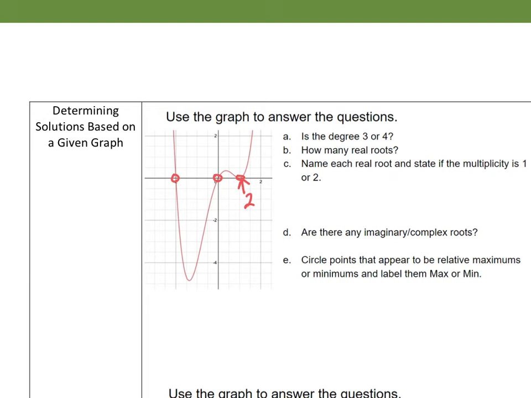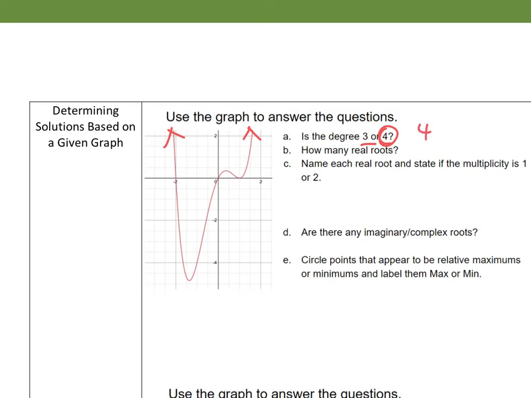Honestly, the easiest thing for me, instead of looking at where it crosses the x-axis on these, is just looking at the end behavior, okay? So if I know that I'm going up when I'm going left and up when I'm going right, or rising both directions, if I look back at my chart, I know that that means a positive leading coefficient and an even degree. Which one of those is even? 4.